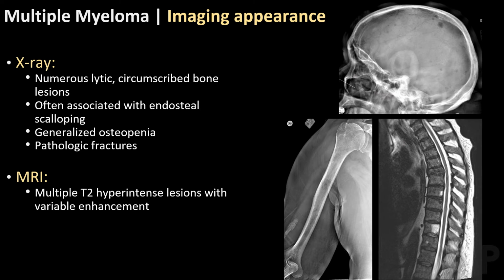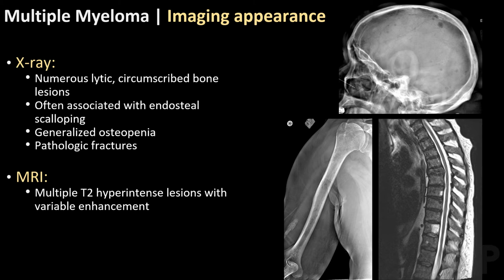Next, we're going to talk about multiple myeloma imaging appearances, starting with X-ray. First thing, you'll see numerous lytic circumscribed bone lesions. You can also see endosteal scalloping around those. You'll also see generalized osteopenia sometimes, as well as pathologic fractures if those complications occur.